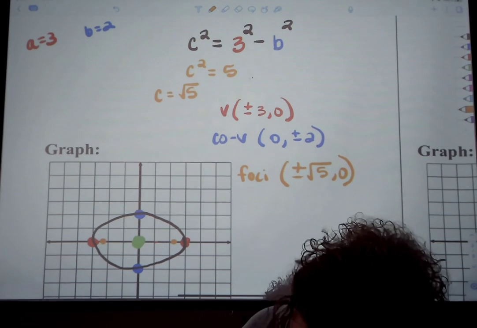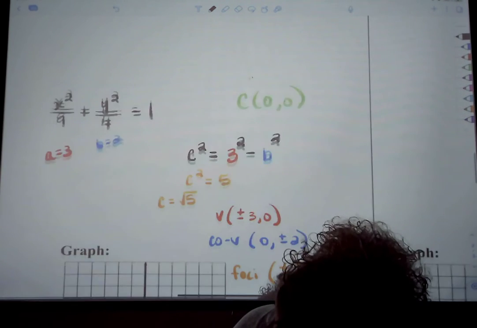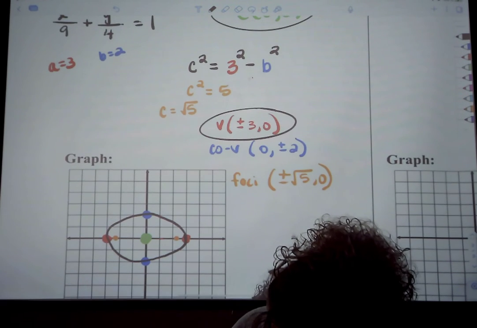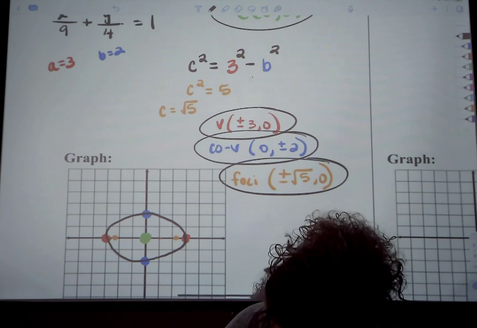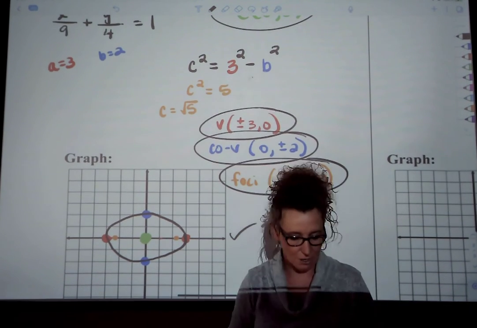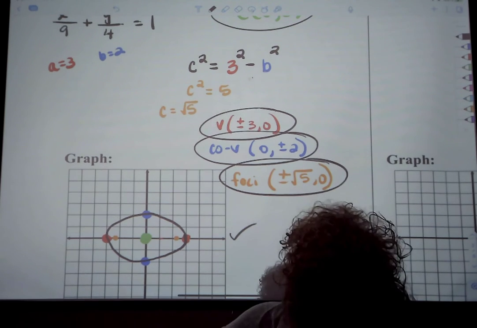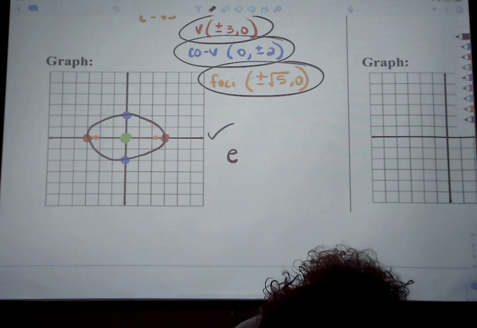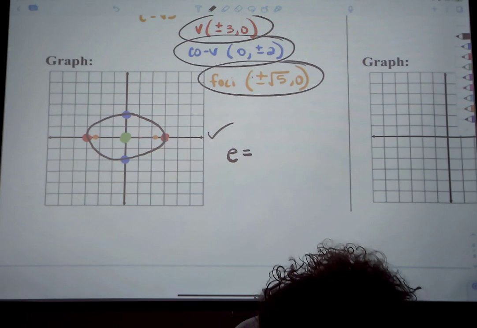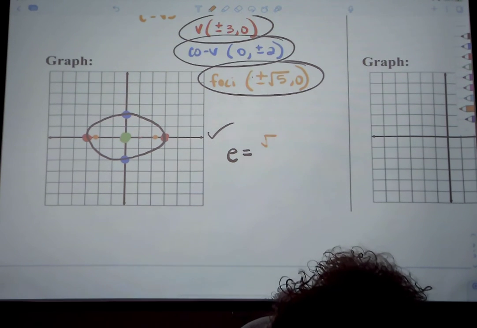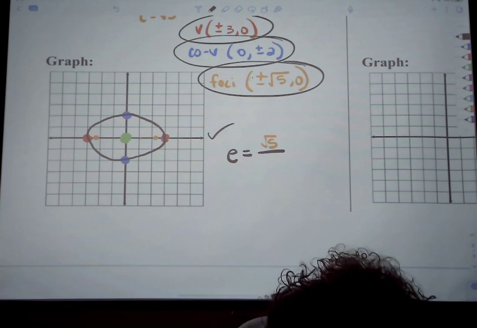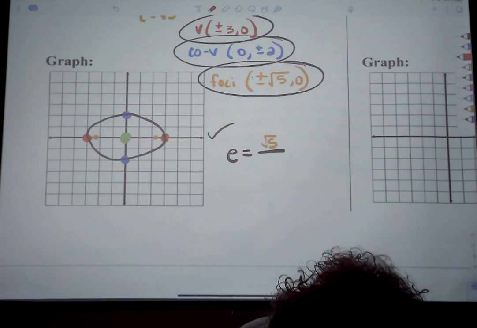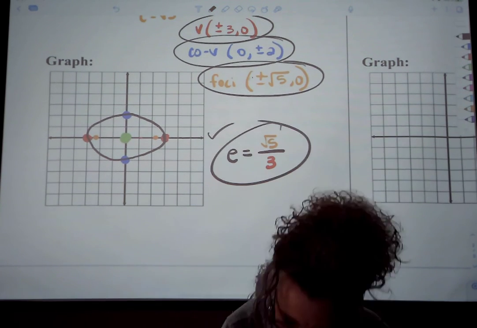And I think I've answered everything. The center, the vertices, the co-vertices, the foci, I've sketched the graph, all good. Oh, eccentricity. Did it say eccentricity? Yep. One more thing. E equals C over A. There we go. There's the eccentricity.